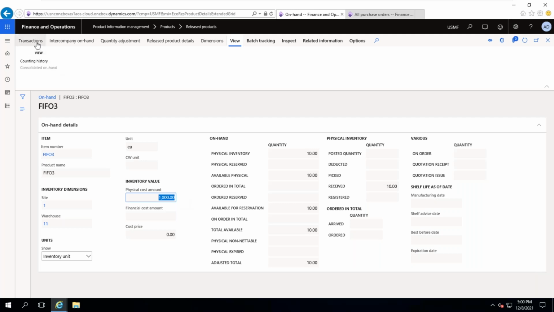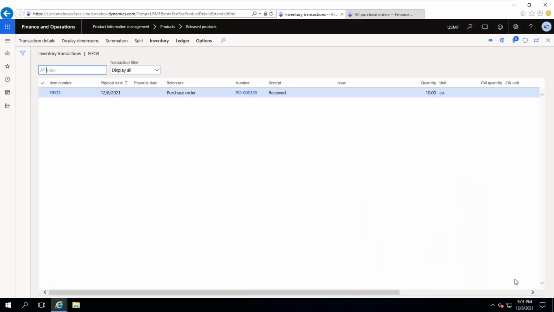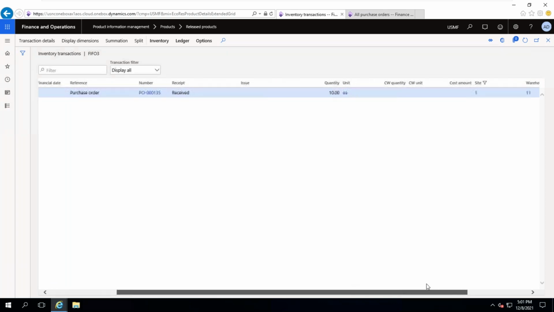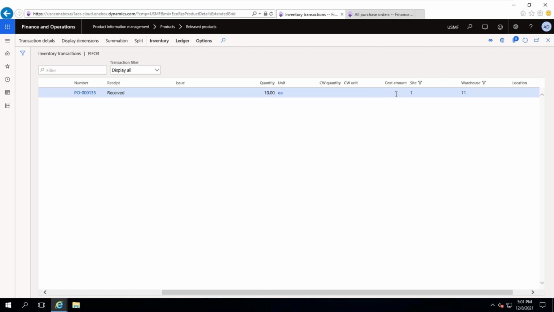And if you verify the transactions, cost price and cost amount, look at this one here. For this purchase order, if you verify the transactions, the cost amount is not updated. Here cost amount is 0. Cost amount is 0.